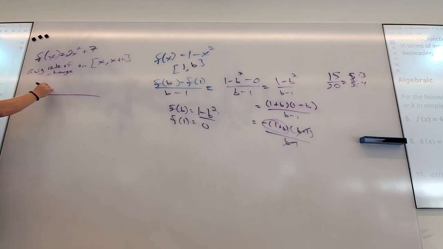F of x plus h. Good, f of the second dude, and then minus f of x. Good. And do I know this? No. Do I know this? Yes. 2x squared plus 7. I love it. Do I know this? Not yet. You guys see that?